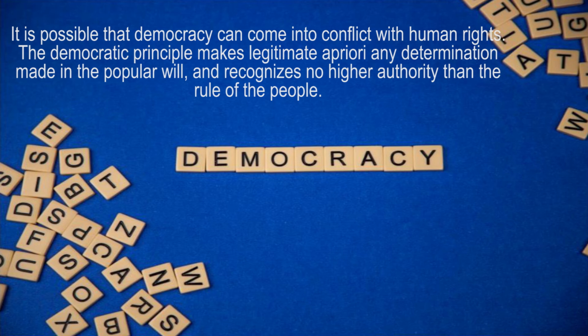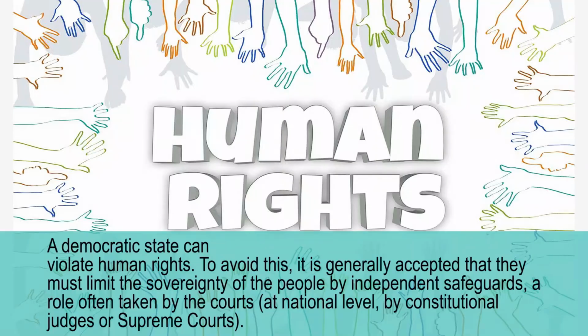The democratic principle makes legitimate a priori any determination made by the popular will and recognizes no higher authority than the rule of the people. Accordingly, there is no universally accepted philosophical, political, or legal solution as satisfactory if the majority of people, directly or through democratically elected officers, would support a policy contrary to human rights. A democratic state can violate human rights.